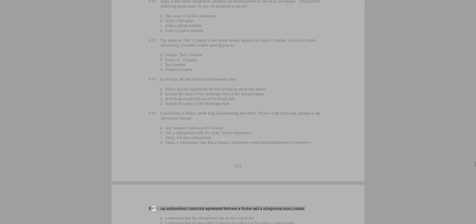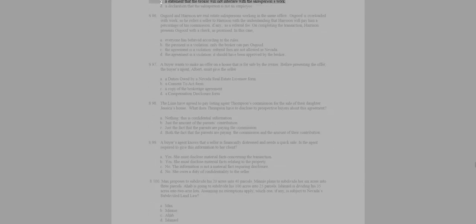S95. An independent contractor agreement between a broker and a salesperson must contain A. A statement that the salesperson can set his own hours. B. A statement that all associated licensees are subject to the broker's supervision. C. A statement that the broker will not interfere with the salesperson's work. D. A declaration that the salesperson is not an employee.